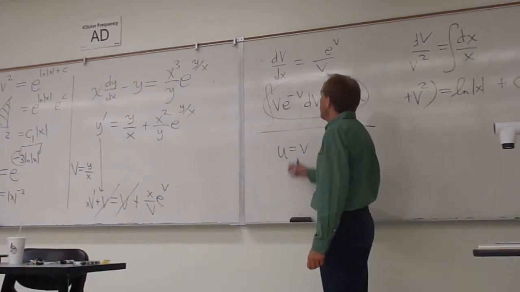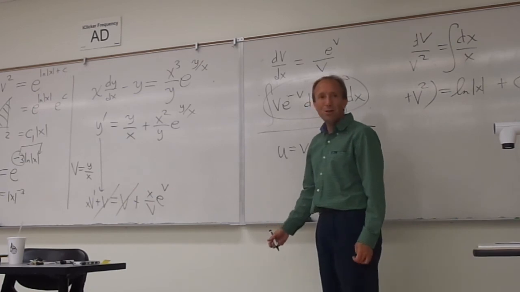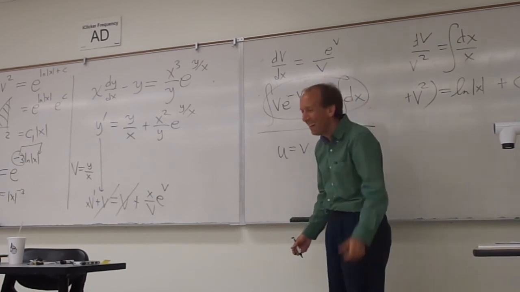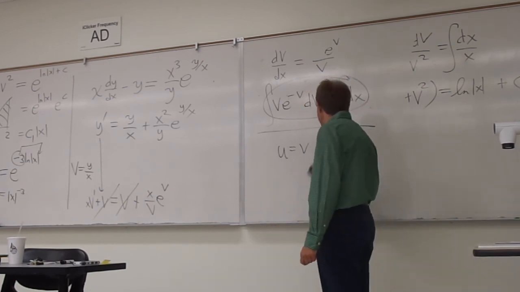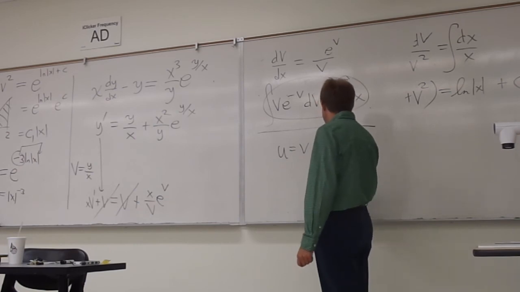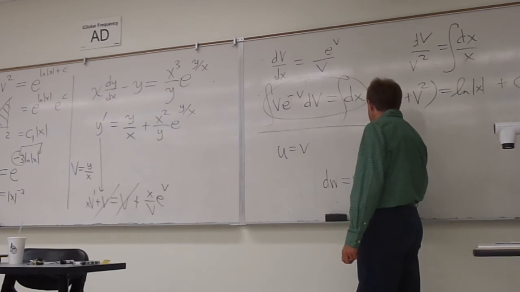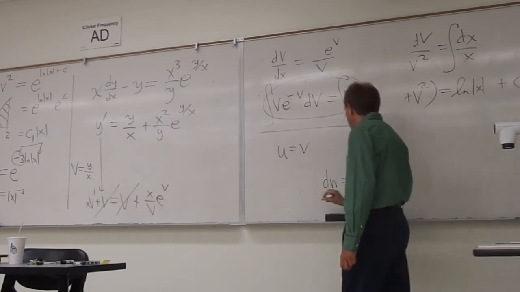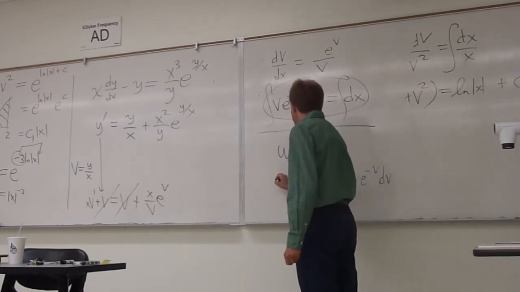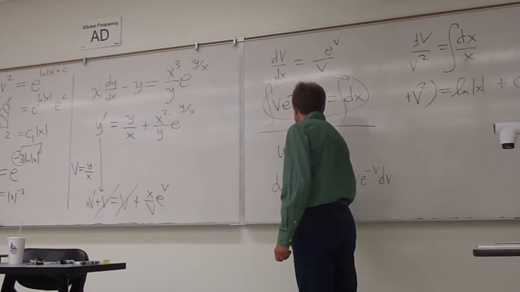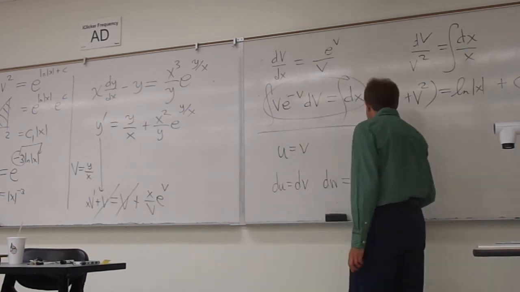Oh, except that v is a terrible choice of notation, because you usually use u and v. Oh my gosh. All right, we better use different letters. w. dw would be v e to the negative v dv, and du would be dv, and you integrate that.